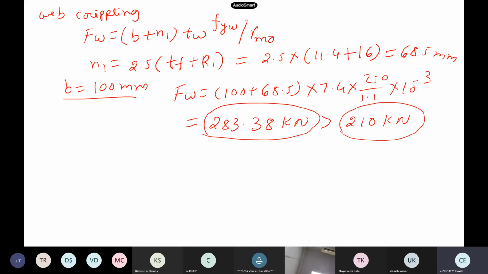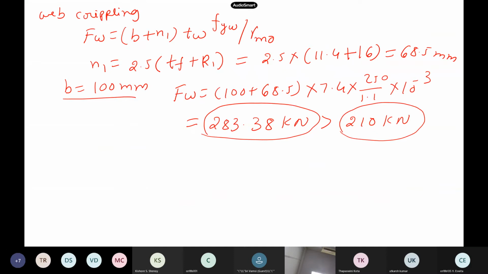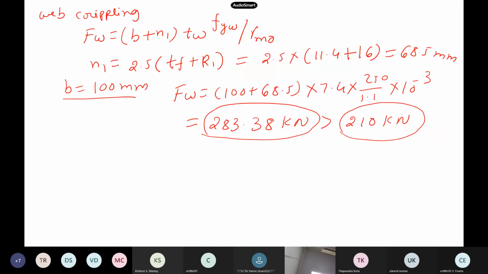Web buckling, because the web buckling is only 227. But web crippling requires a much higher value itself. So that's how you have to check all these steps. If it is a high shear case, then buckling also you have to check. This also you have to check. All these steps have to be checked actually.